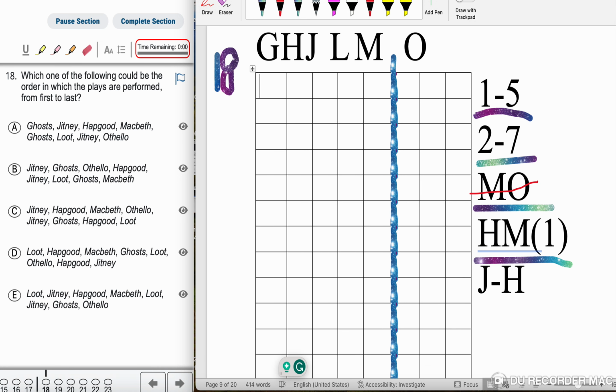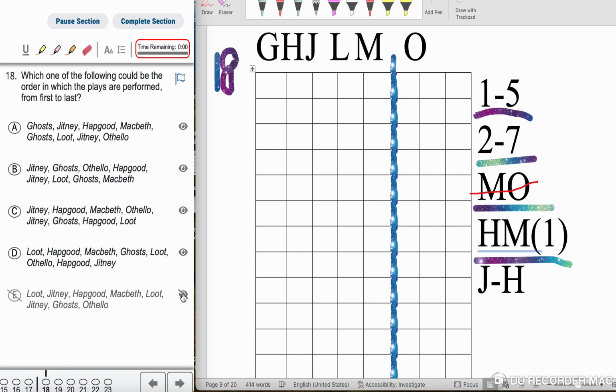Question 18. Which of the following could be the order in which the plays are performed from first to last? From the conditions, 1 and 5 must be the same, so everything must match from 1 to 5. Then 2 and 7 must match. That's not good on E, so eliminate E. Process of elimination, 2 and 7 took out E.